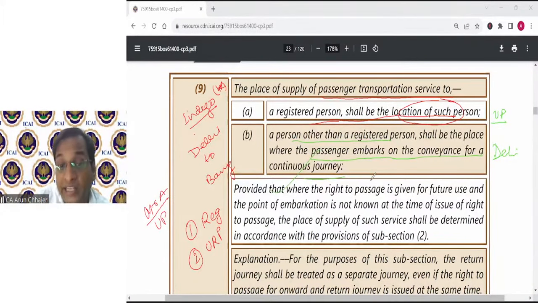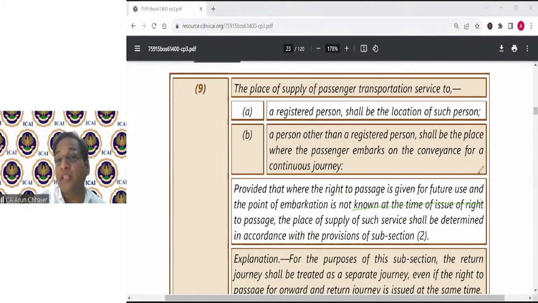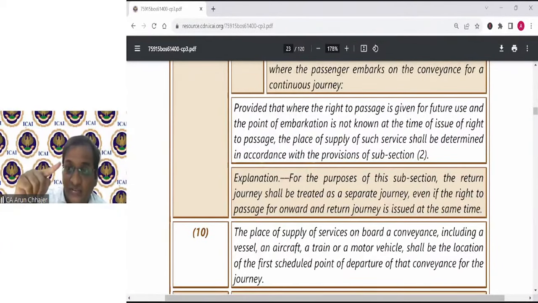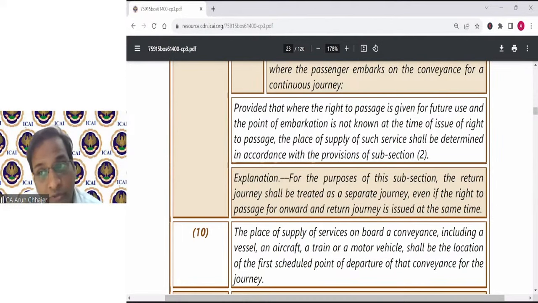The proviso says, when the right to passage is given for future use and the point of embarkation is not known at the time of issuance of that right, then the place of supply shall be determined according to subsection 2. So you are not sure from which location the journey would start, and it is not current, it is for the future. In that case, the place of supply would be according to subsection 2, which is the location of recipient, if the address is available or if he is registered. And third case, B2C other, the LOS.